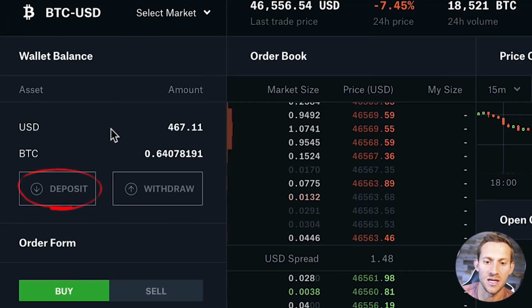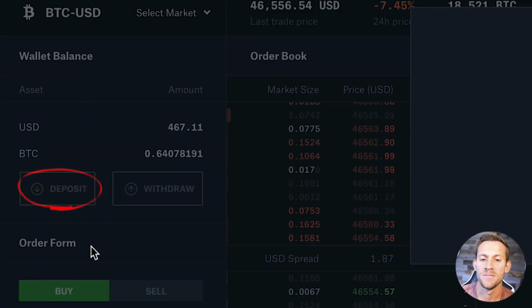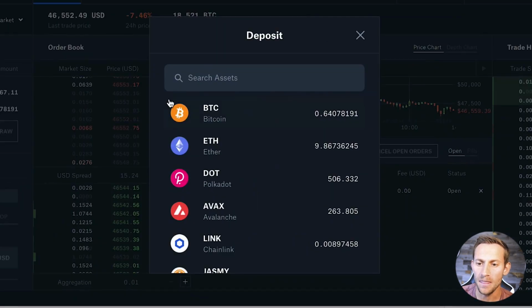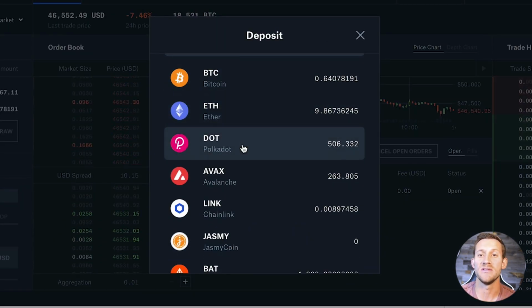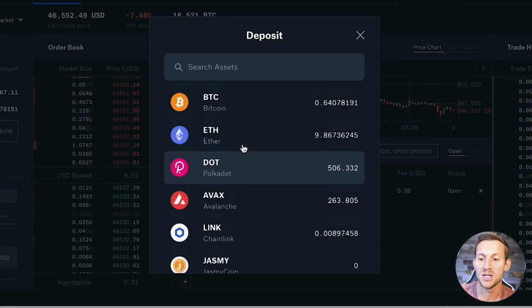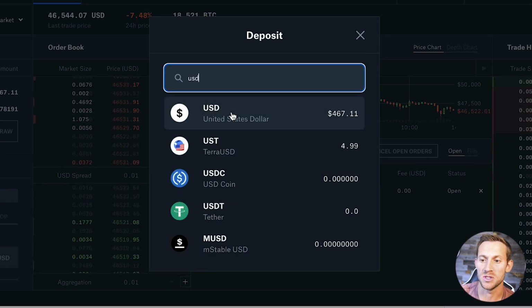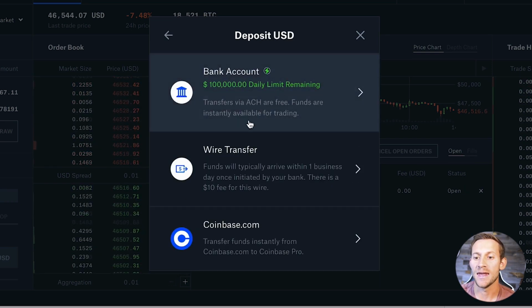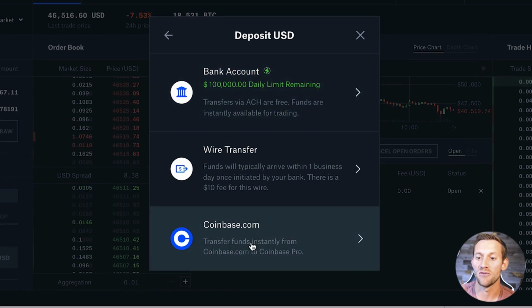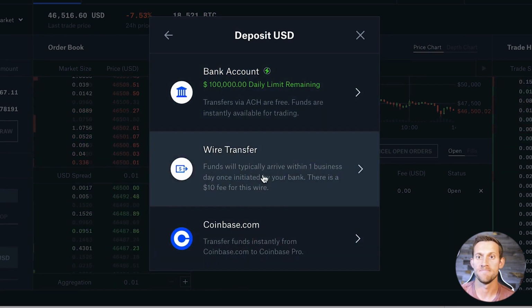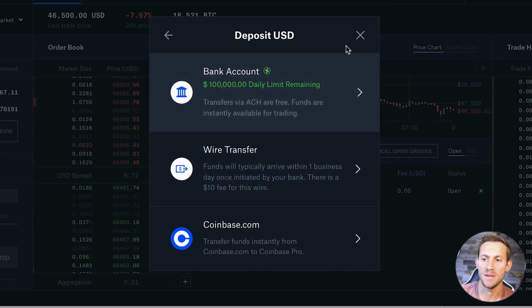So the way you fund it is you select deposit. Okay, that deposit button right there. And you'll be able to see right here, you can deposit any of these assets directly from other online wallets. Or in the case of US dollar, which most of us use, I can click US dollar and I can use that bank account that's attached. I can go from my Coinbase account or I can use a wire transfer. Okay, and you will fund it with US dollar. And now you can use that US dollar to make any kind of trades that you want to make.